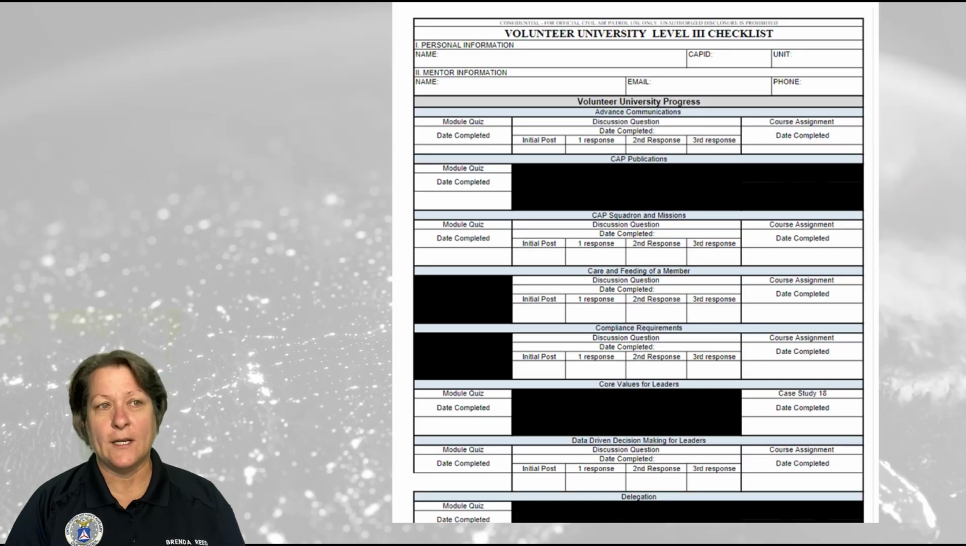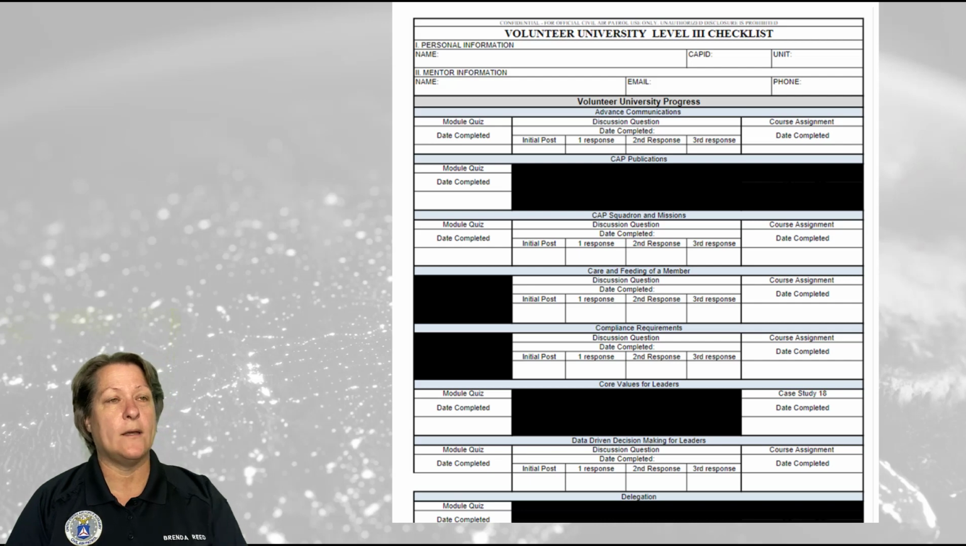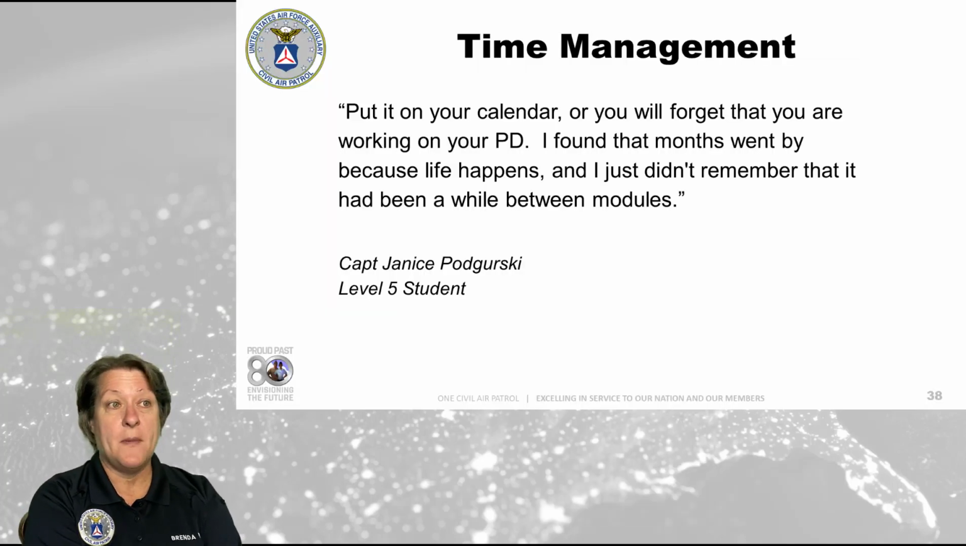Level 3 has a really neat checklist that they offer to their students. And I think this is something that we really need to expand to other levels, so that it's exactly what Captain Podgorski was saying. You're putting the date and the information for each module that you need. Captain Podgorski also recommends that you put your study times down on your calendar, or you're going to forget. You're going to put it off. If you don't make time, and that's the case with just about anything, if you don't make time on your calendar, then you're not going to do it.